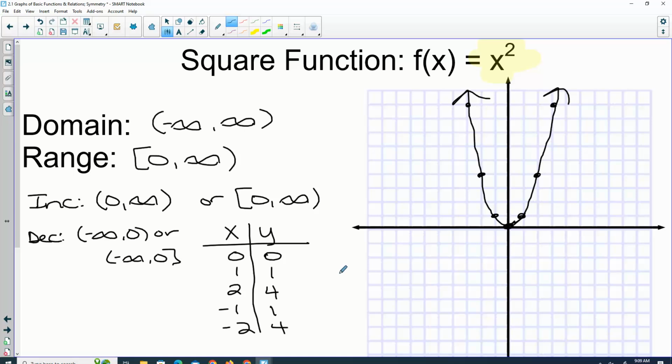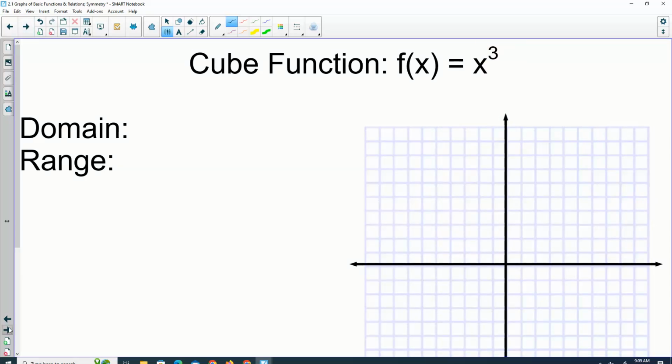Alright. Let's try another one then. So these are all common functions that I'm expecting you to kind of learn what their shapes are like. Now, I'm not expecting you to memorize domain, range, increasing, decreasing. That would be a lot. But if I say x squared, I'm expecting that you could get some points on this graph, and you could look at that graph and answer any other questions I might ask about it. Alright? So the next one, x cubed.